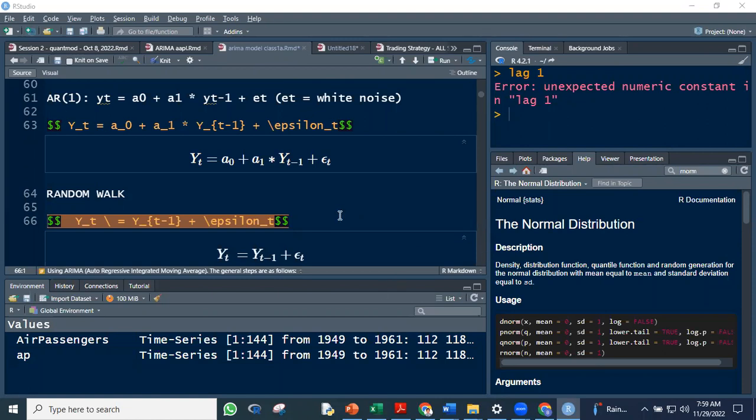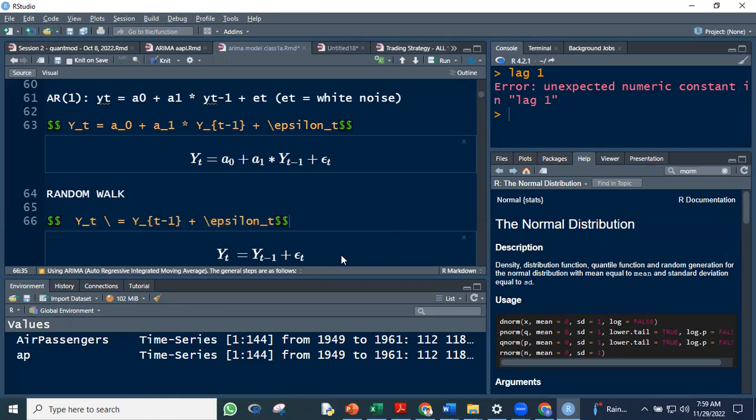Okay, so there is this equation, take a look at this. Y sub t is equal to y sub t minus 1 plus epsilon sub t. Okay, now this is not an AR process. Walang coefficient si A sub 1. In fact, ang coefficient ka pala 1. 1 times y sub t minus 1. Now that is not an AR process. Ang tawag dyan, random walk.